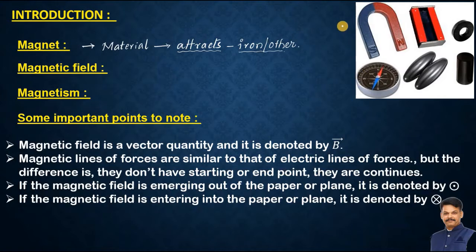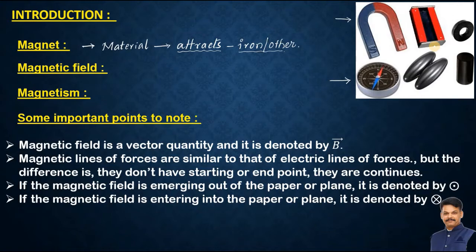For example, you might have seen the compass, which is used as an indicator of direction. You might have seen the horseshoe magnet, which is used in physics experiments and also in various other scientific areas. Or you might have seen bar magnets, cylindrical magnets, oval magnets, disc-shaped magnets, and the magnets used in speakers. So like this we have plenty of applications of magnets, and plenty of shapes and sizes of magnets.